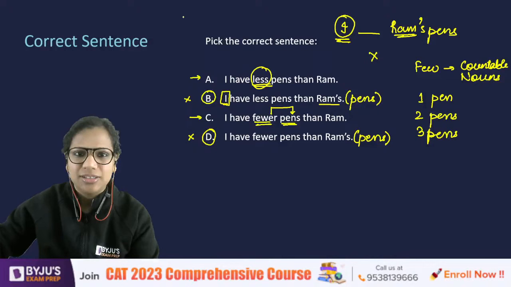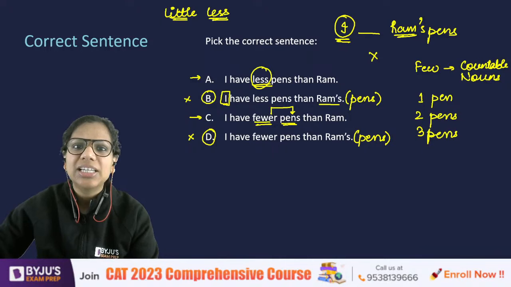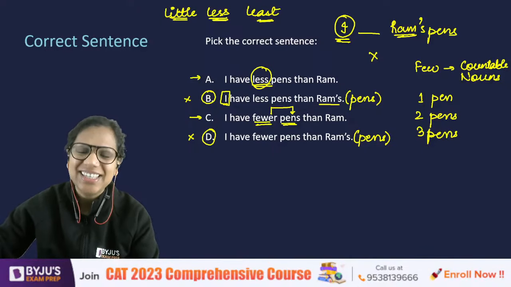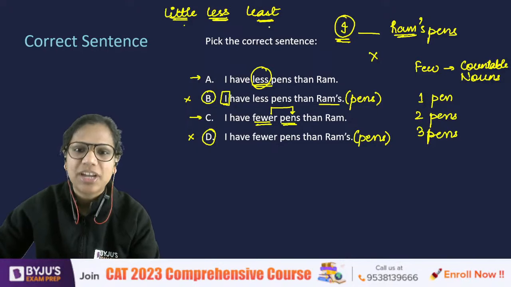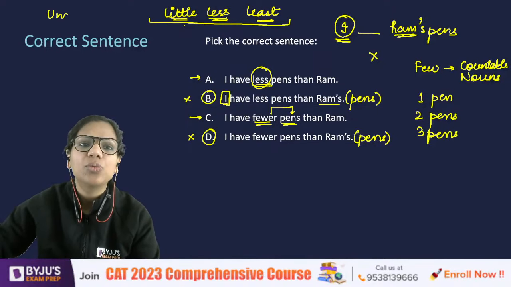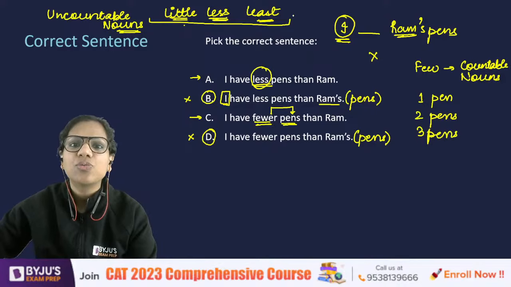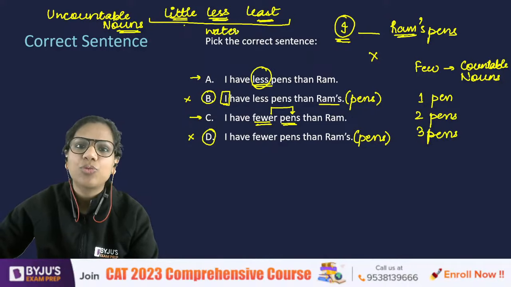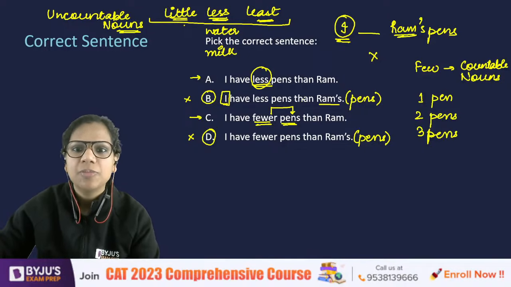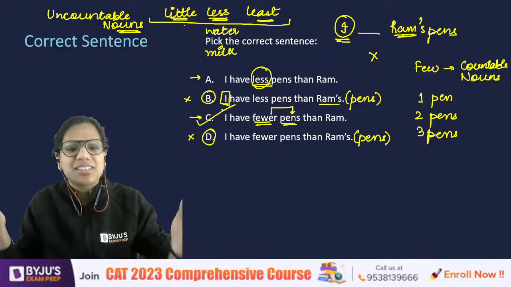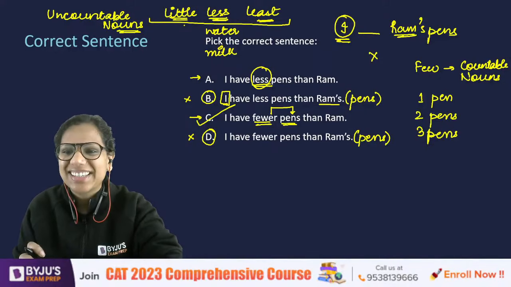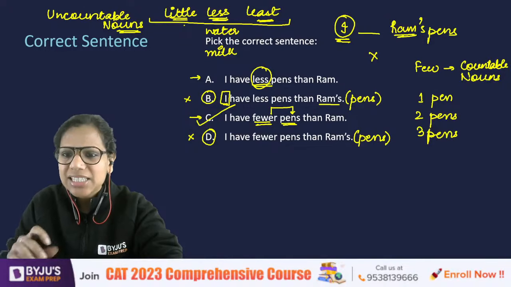Less, on the other hand, is the comparative form of little. Little, less and least, these three positive, comparative, superlative forms of adjectives, you use them with uncountable nouns, those nouns that cannot be counted, that don't lend themselves to counting. For instance, water or milk: you could not say fewer water, fewer milk. But pens, it should be fewer pens. C is the answer. A very easy concept, right?